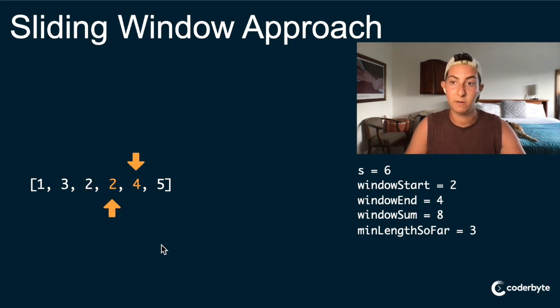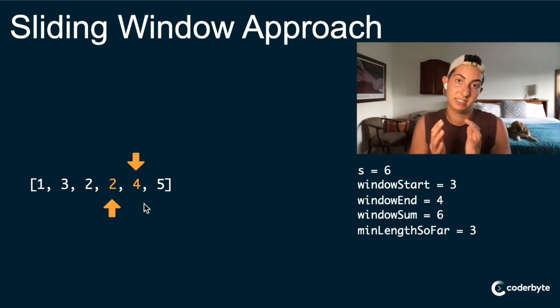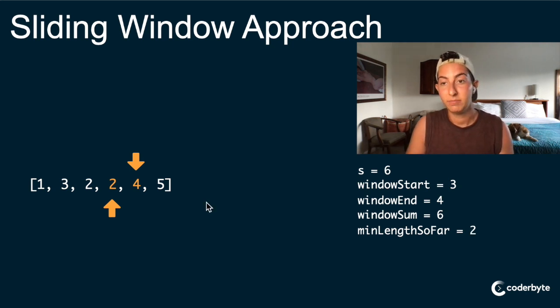So we shrink our window, we increment our window start, which becomes 3. We subtract 2 from our window sum to, again, represent that the window is shrinking. And we're left with 6, right? And 6 is equal to or greater than S. And so that means that we have now found a better minimum length so far. So our new minimum length so far becomes 2, because we finally found a window that is shorter than what we found so far, that still actually is greater than or equal to S. And our minimum length so far becomes 2, and so on and so forth.